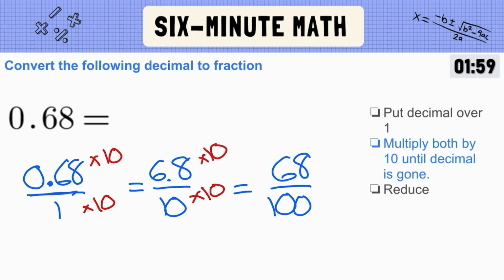At this point, I'm on my last step of reducing or simplifying. We do have a video here at 6 Minute Math, so be sure to check that out. In this case, I'm going to divide by my greatest common factor of 4 for a final answer of 17 over 25.